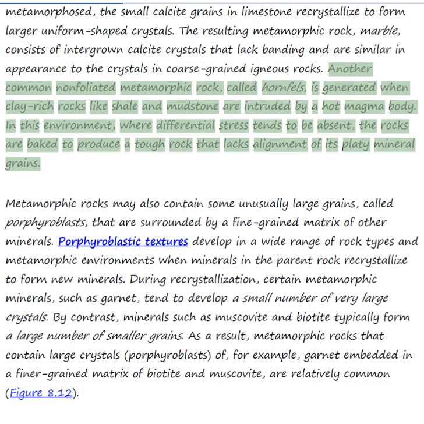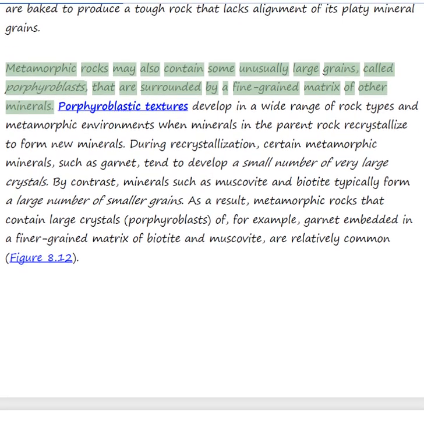Another common non-foliated metamorphic rock, called hornfels, is generated when clay-rich rocks like shale and mudstone are intruded by a hot magma body. In this environment, where differential stress tends to be absent, the rocks are baked to produce a tough rock that lacks alignment of its platy mineral grains. Metamorphic rocks may also contain some unusually large grains, called porphyroblasts, that are surrounded by a fine-grained matrix of other minerals.